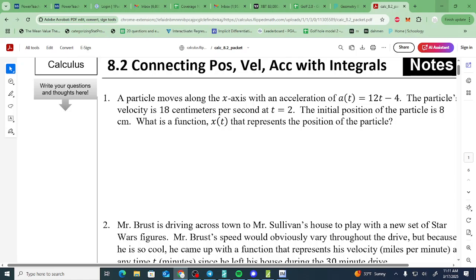And then they're telling me the initial position of the particle is 8, so that's when t equals 0. So 8 equals c, basically, but I'm plugging in 0 here. So we get c equals 8, then we just plug that back in. They're asking what's the function x of t? I used s instead of x, but it's the same thing. So our function is going to be this, but we put in the c that we found.